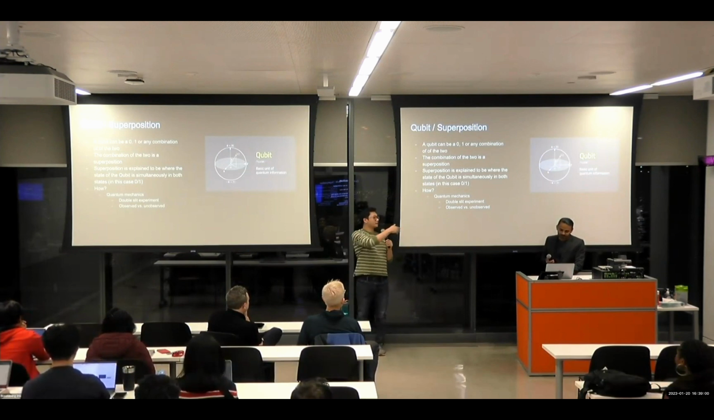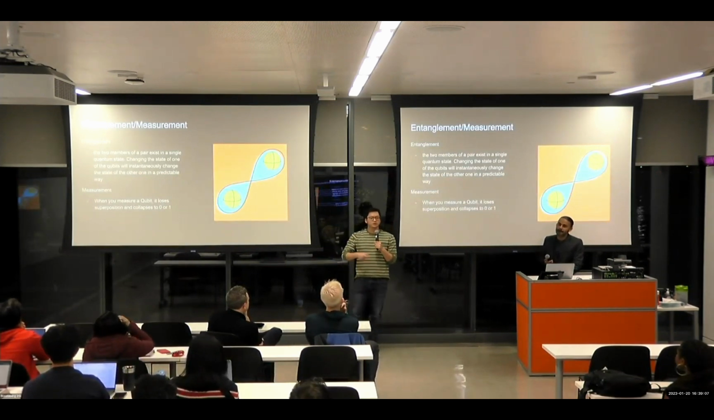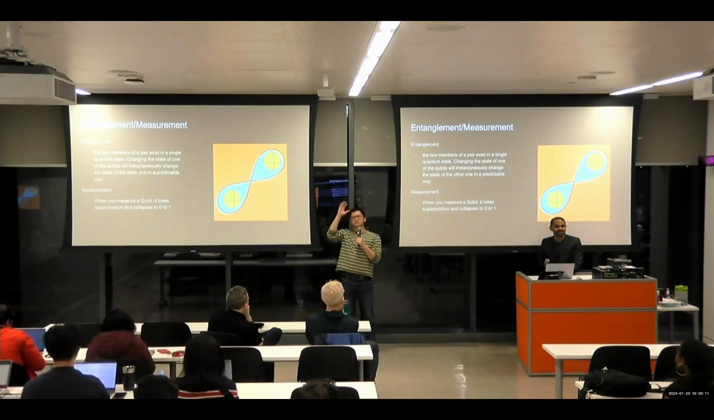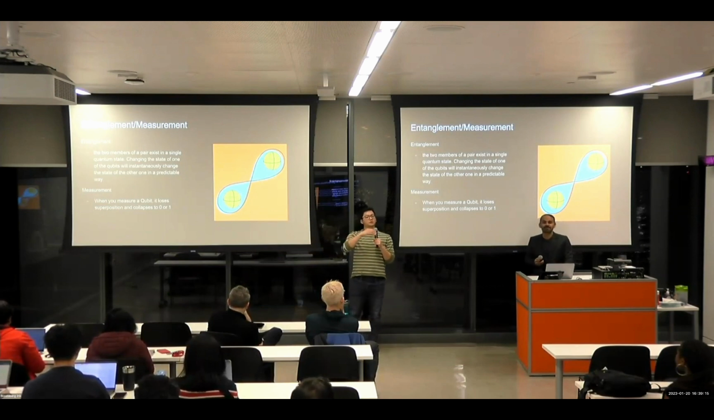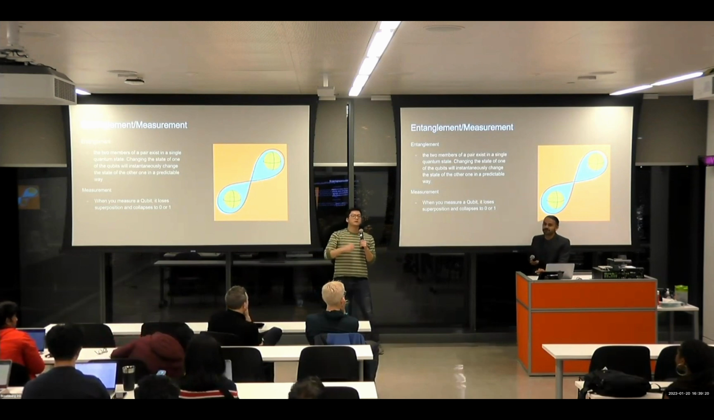And when you observe that, as you go to the next slide, when you measure that, then you'll be able to collapse that superposition into a 0 or 1 to determine, okay, we had this qubit, it was in this superposition, and had these probabilities of being a 0 or 1, and when we observe it, it actually becomes a 0 or 1. And then we talk about entanglement.